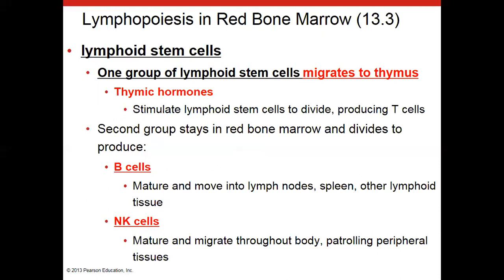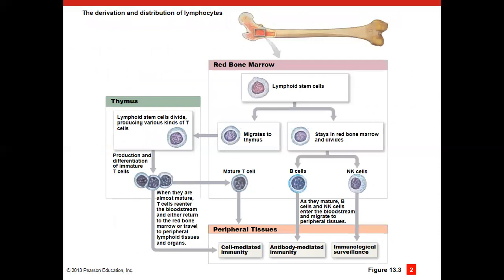The other group of lymphoid stem cells actually stays in red bone marrow and divides to produce B cells and natural killer cells. And those B cells then mature to plasma cells in lymph nodes, spleen, and other lymphoid tissue. And natural killer cells just migrate throughout the body patrolling. Remember, they're responsible for immunological surveillance. There's a slide that summarizes that.